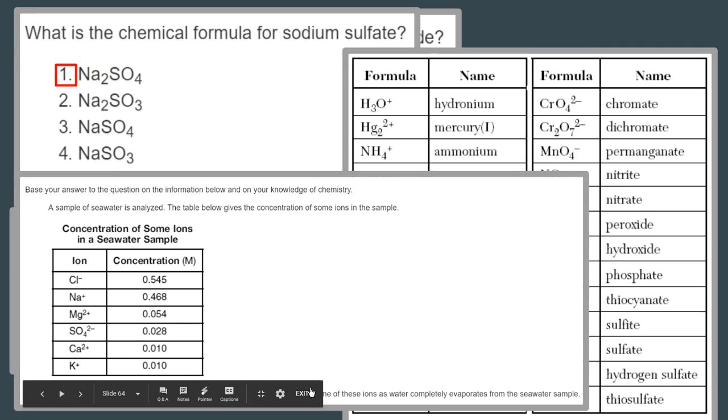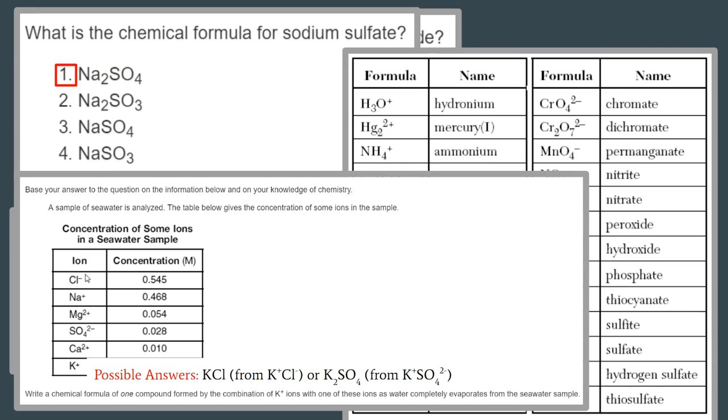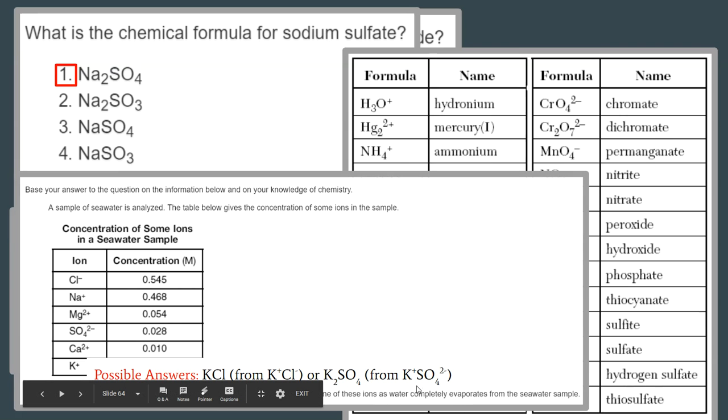For this problem, please note that it's not possible to combine two positive ions in a compound, so we're really just looking for what type of compounds we can form when we take potassium and combine it with any one of the negative ions listed. And the only way we can do that is by forming potassium chloride, which comes from K plus and Cl minus, or we could simply write potassium sulfate. And notice that in order to correctly write this formula, we apply the crisscross rule. The 2 moves down to K, and the positive 1 moves down to SO4. So there's simply 2 Ks and 1 SO4. So either one of these answers is correct.